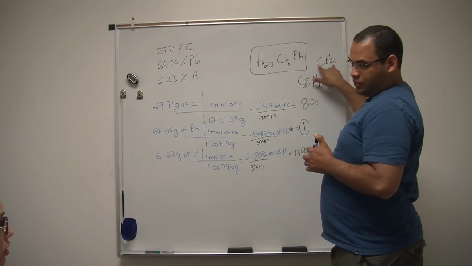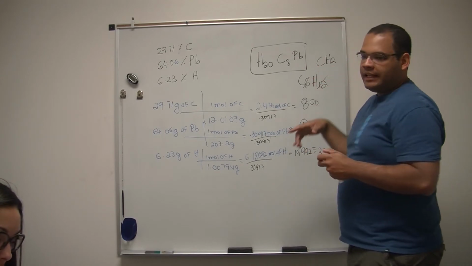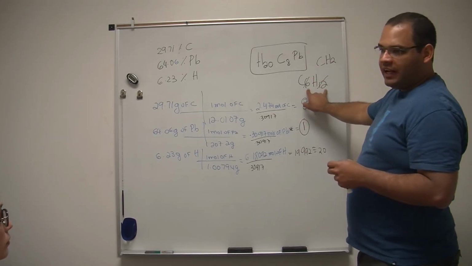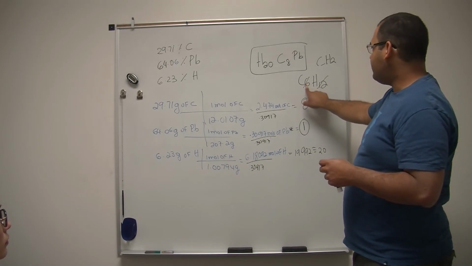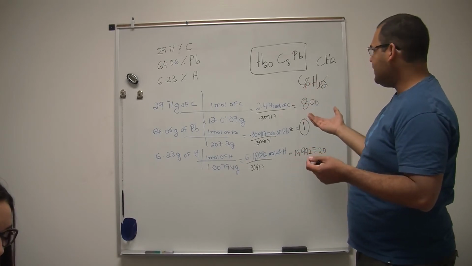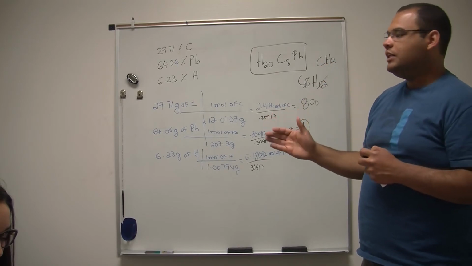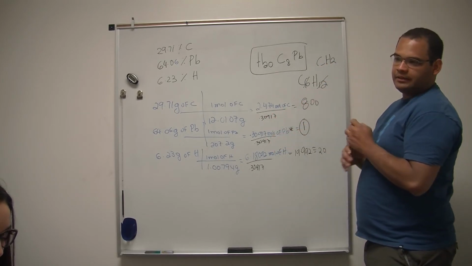This is empirical as well. But if she said molecular, you could not simplify it. Even though it's allowed, you could have a 6 and a 12, you could simplify by dividing by 6. But because it is molecular, she doesn't want you to simplify it.